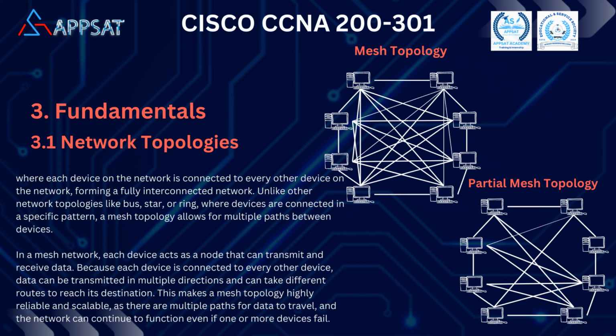One of the disadvantages of a mesh network topology is that it requires a significant amount of cabling or wireless infrastructure, which can make it expensive to implement. Additionally, because each device is connected to multiple other devices, the network's complexity can make it difficult to manage and troubleshoot.